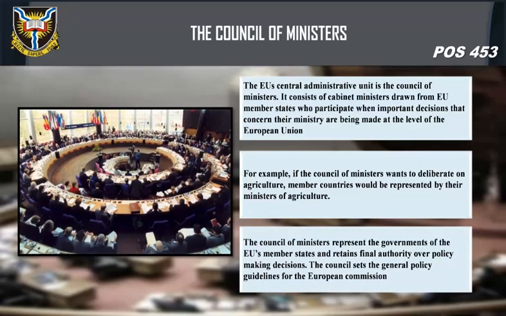The Council of Ministers. The EU's central administrative unit is the Council of Ministers. It consists of cabinet ministers drawn from EU member states who participate when important decisions that concern their ministry are being made at the level of the European Union. For example, if the Council of Ministers wants to deliberate on agriculture, member countries will be represented by their Ministers of Agriculture. The Council of Ministers represents the governments of the EU's member states and retains final authority over policy-making decisions. The Council sets the general policy guidelines for the European Commission.